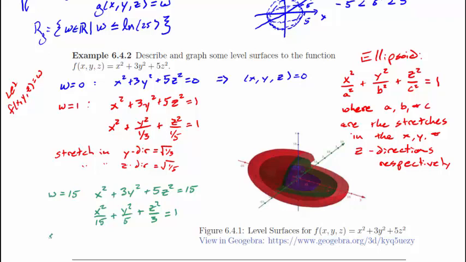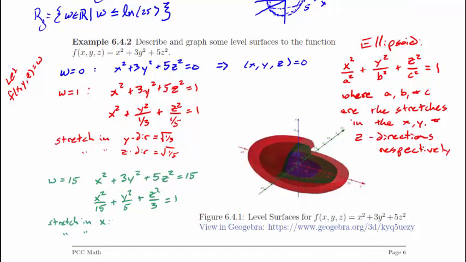So the stretch in x is the square root of 15, the stretch in y is the square root of 5, and the stretch in z is the square root of 3. We can see that on this graph here kind of nicely, that in the x direction it's stretched more than it is in the y and the z direction, and that it's stretched in the z direction the least of the 3 different directions here. We see that the center of these ellipsoids is the origin. And so to get these different outputs, we have these level surfaces.